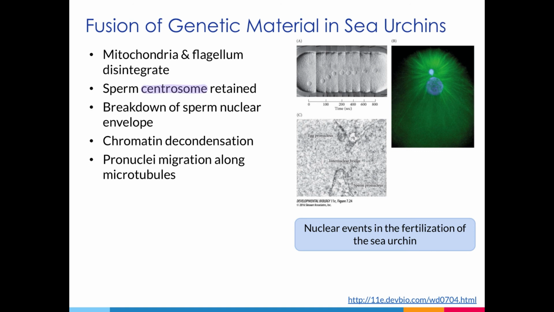Another event that needs to happen is the replication of the genetic material, because recall that these nuclei are haploid. So in order to divide to produce diploid cells after the first cleavage, that DNA has to be replicated, and that involves the decondensation of the chromatin. The replication can happen at the pronuclear stage prior to the fusion of these pronuclei, or once they fuse to form the zygote nucleus.